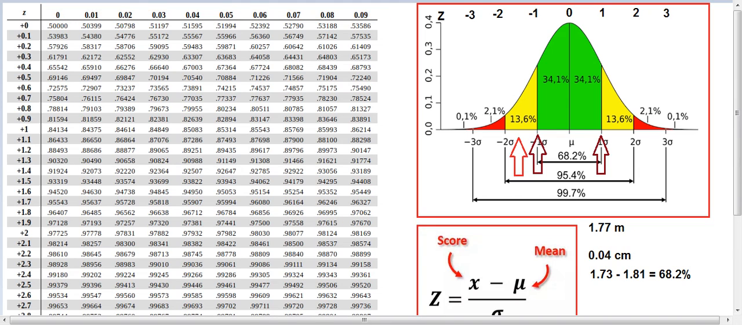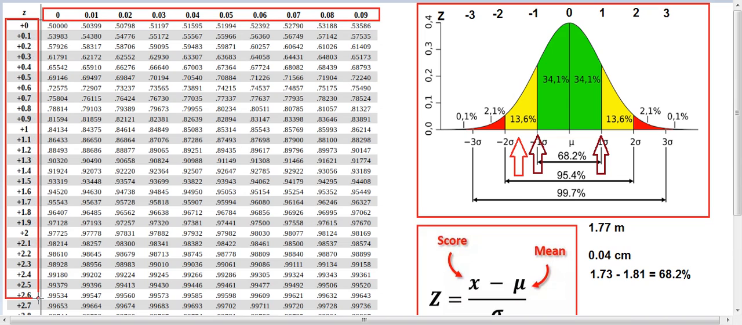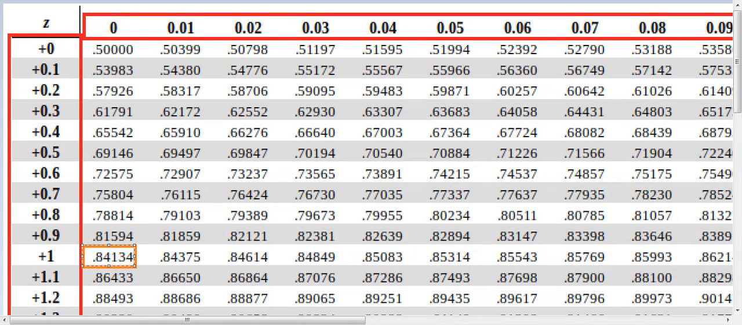We just change the numbers in the header and the numbers in the first column, and we also have this huge part of the table in which you have many different numbers. So let's see what we find exactly at +1. We have this number here, I'm going to come closer, 84.